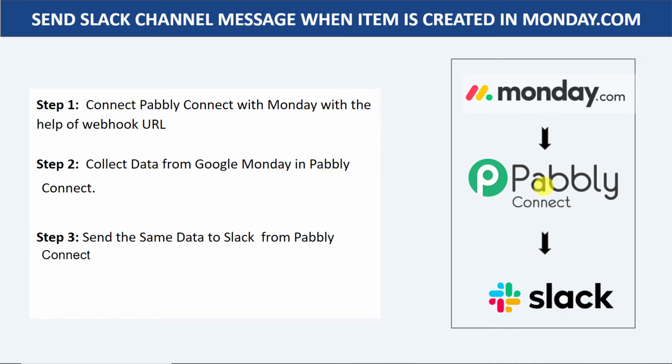That's step 2. Then after that, you are going to use the data of that item to create a message in Slack. So now there is a perfect flow of data between Monday, Pabbly Connect, and Slack. The important thing that you have to understand is that once you create a workflow that has integrated Monday and Slack, all you have to do is just sit back and relax. When a new item is created in Monday, automatically a message will be sent on Slack every time.